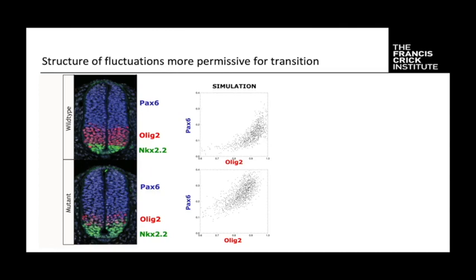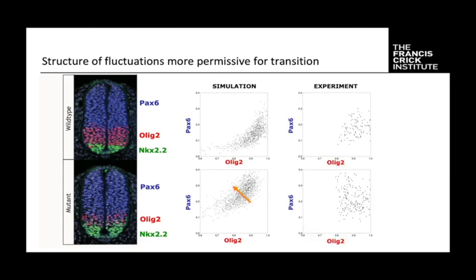So if we look at simulations comparing levels of PAX6 and OLIG2 in individual simulated cells, you can see in the enhancer mutant that the prediction is that on average cells should have slightly lower levels of OLIG2 and slightly higher levels of PAX6. Then if we go and look experimentally, actually measure levels of OLIG2 and NKX2 in individual cells, we see a similar shift in average levels of PAX6 and OLIG2. So the structure of the noise, not the magnitude of the noise, appears to have changed.